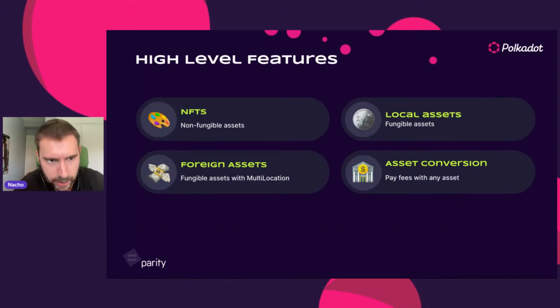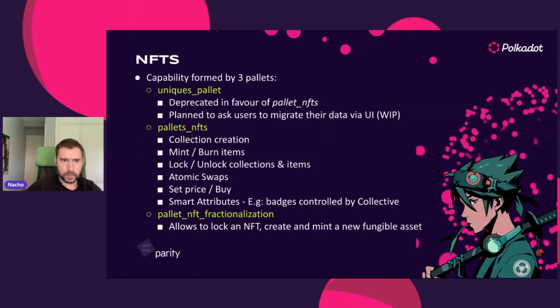Let's talk about the high-level features. First of all, we have NFTs. It's formed by three pallets, the Uniques pallet. It's deprecated in favor of the NFTs pallet. It's planned to ask users to migrate their data via UI. It's still a work in progress.